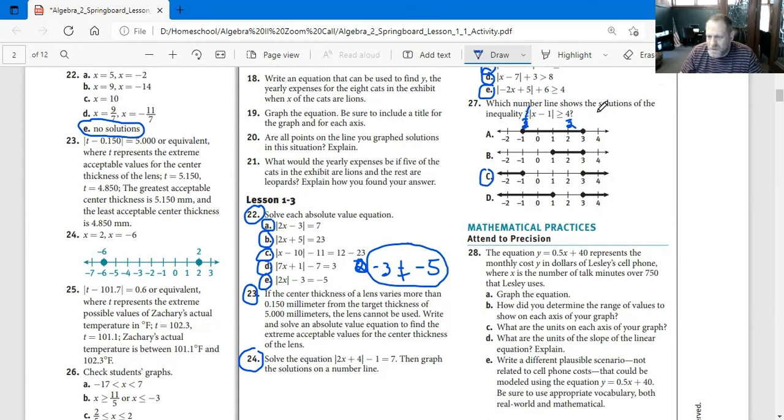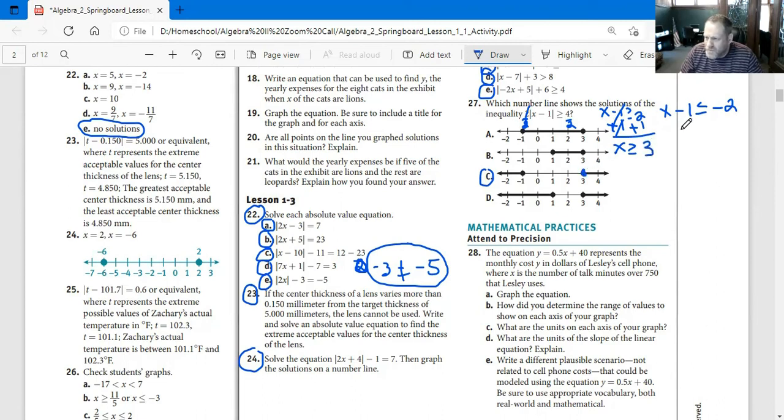Cancel, and that's going to give x minus 1 is greater than or equal to 2, or x minus 1 is, flip that sign, less than or equal to negative 2. All right, and so plus 1, plus 1. That's going to give us x is greater than or equal to 3, which here's our 3.